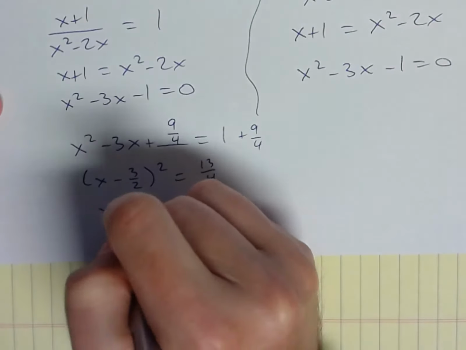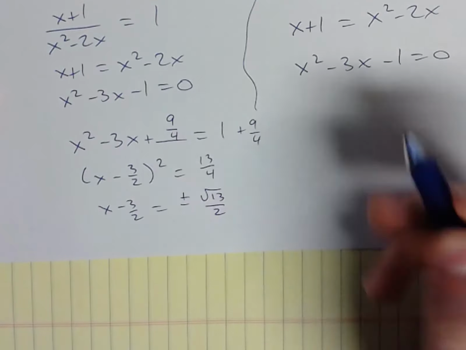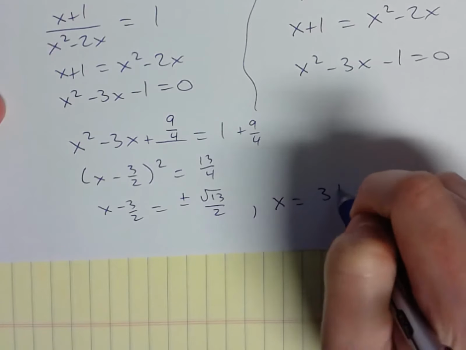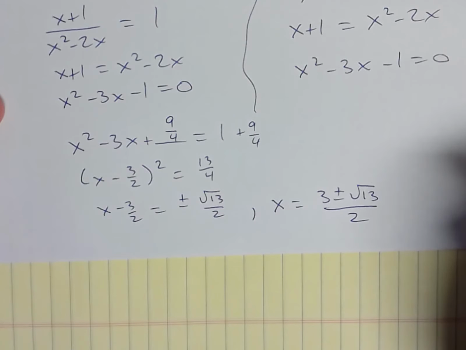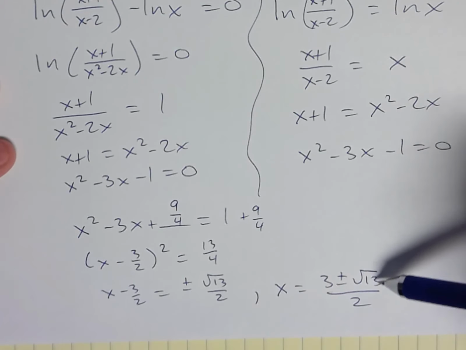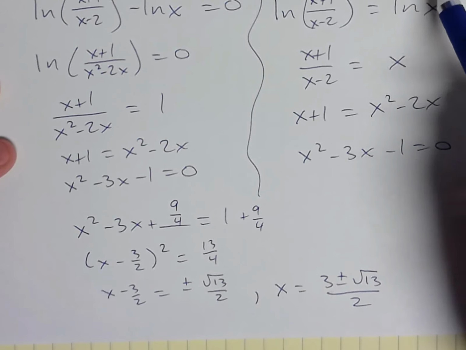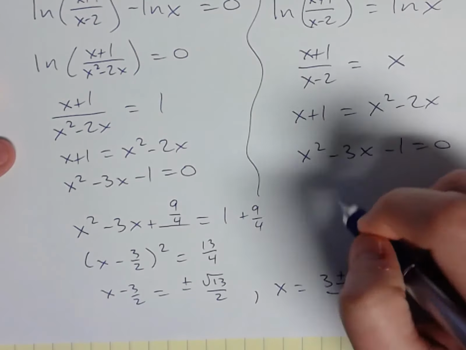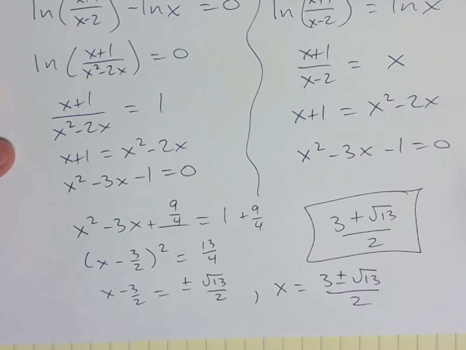So x minus 3 halves equals plus or minus square root of 13 over 2. And x equals 3 plus or minus the square root of 13 all over 2. Now, if we check those answers, right, we've got to go back to our original equation. 3 minus the square root of 13. Well, square root of 13 is bigger than 3 because the square root of 9 is 3. So 3 minus square root of 13, that would be a negative number. That would not work in our original. And so 3 plus square root of 13 over 2 is going to be the only valid solution to that one.